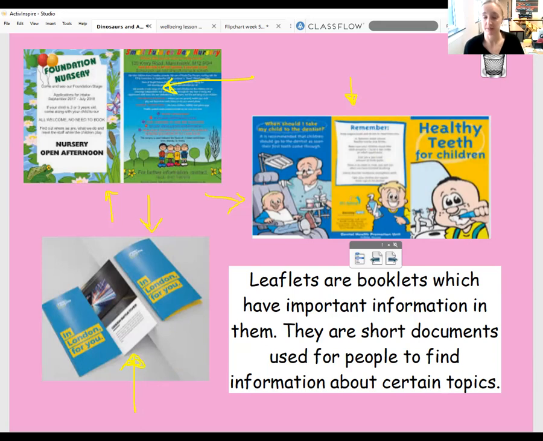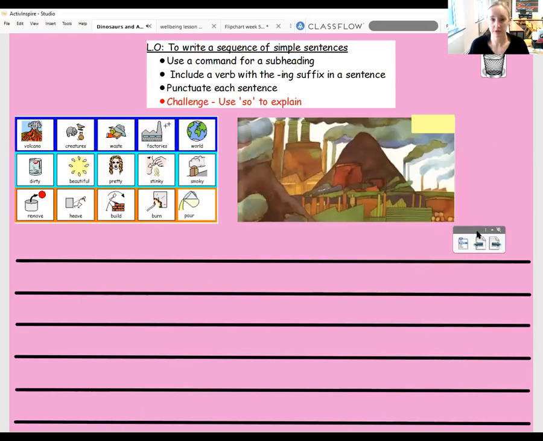And our leaflet focus is going to be about how to make sure that the earth is kept clean. Okay, so that's the focus of ours. It's how we can make sure that the earth is kept clean and it's not ruined like it has been previously. So we're going to have a little go today at writing some simple sentences. And we're going to organise our writing as if it would go in a leaflet.